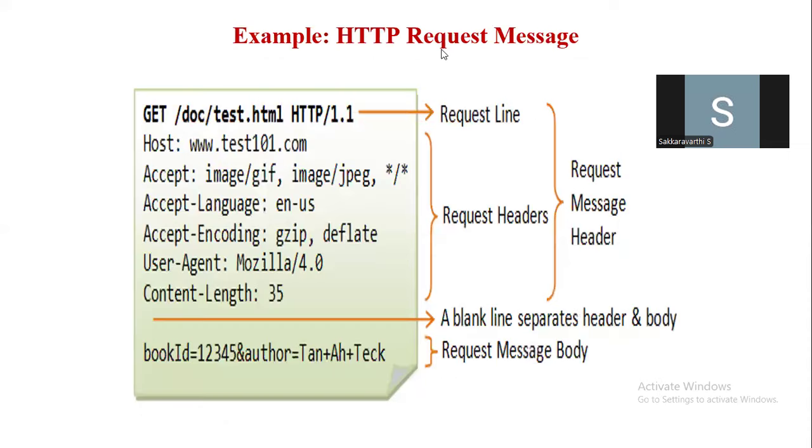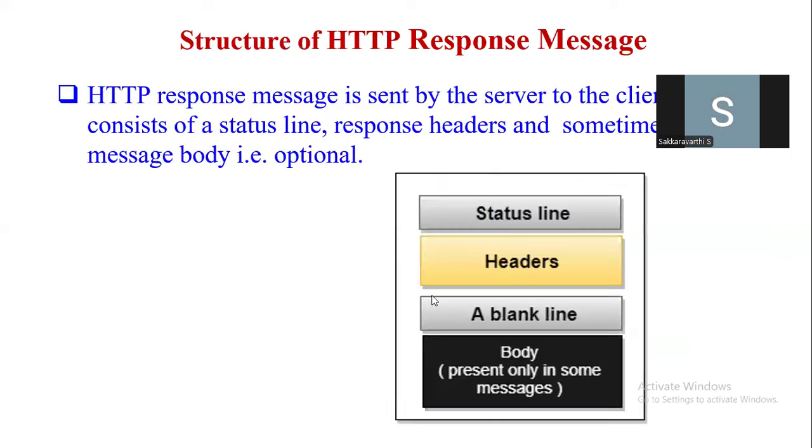Then an example HTTP request message. The request line consists of three parts, that is the request method. Here the request method is GET. Instead of GET, we can use POST, DELETE, TRACE, etc. And this is the actual URL, the authority portion of the URL. Then HTTP version. Then optional request headers. Then the blank line, then the message body. This is an example of an HTTP request message.